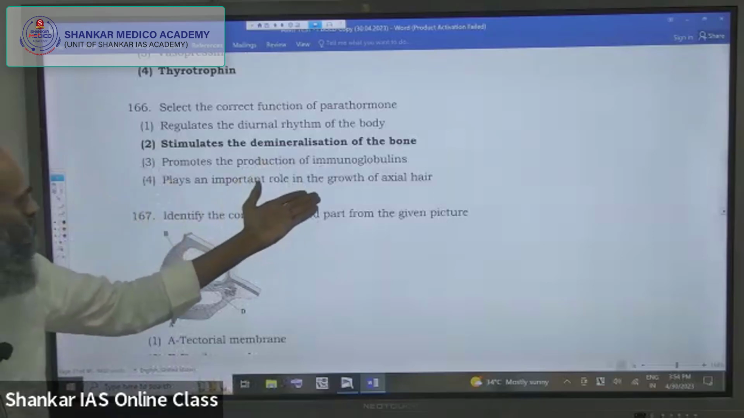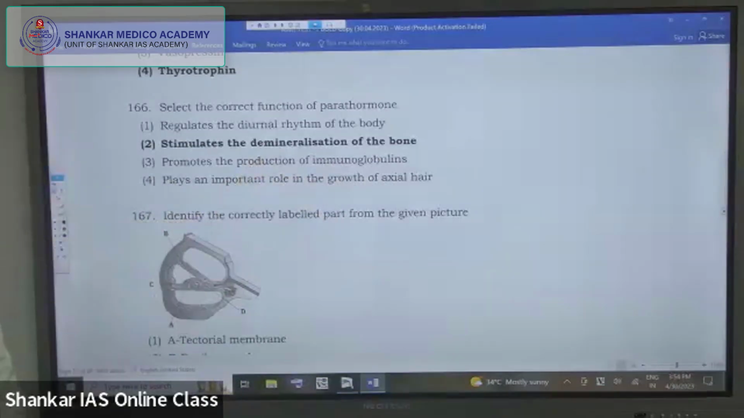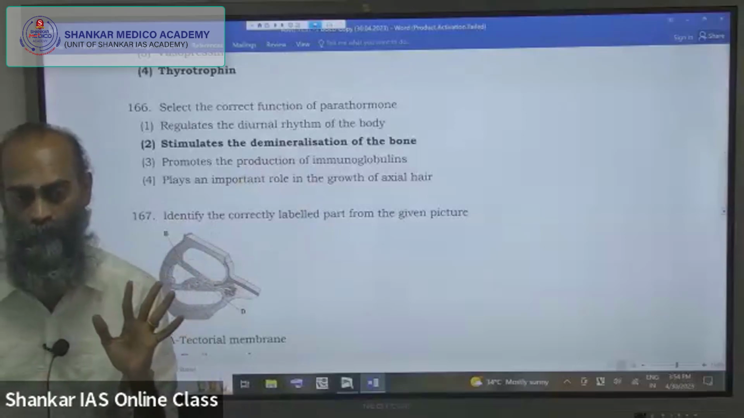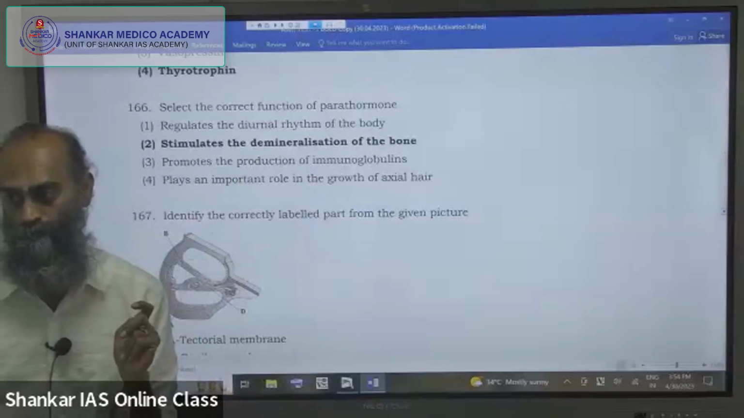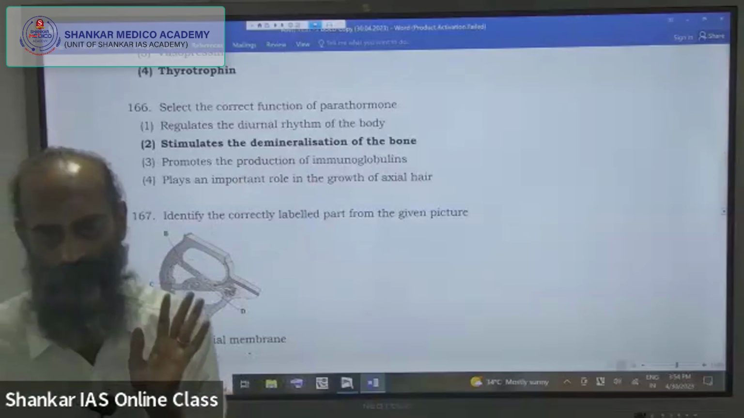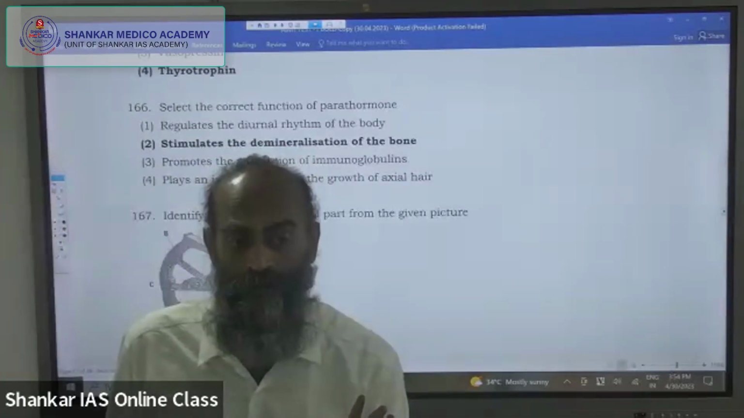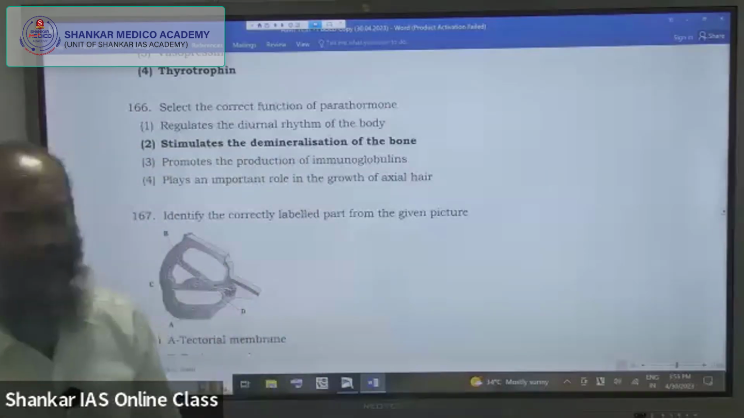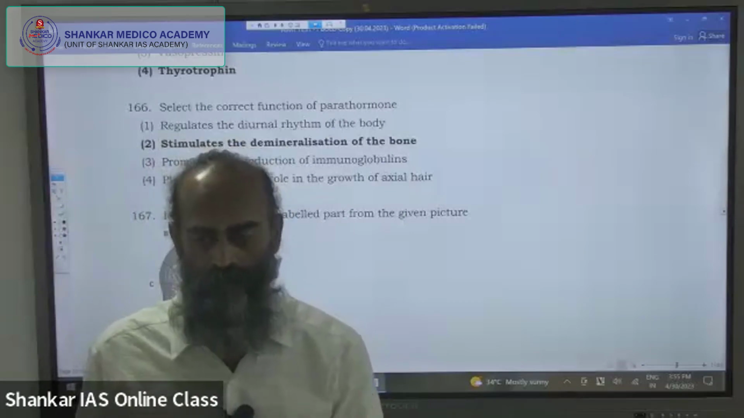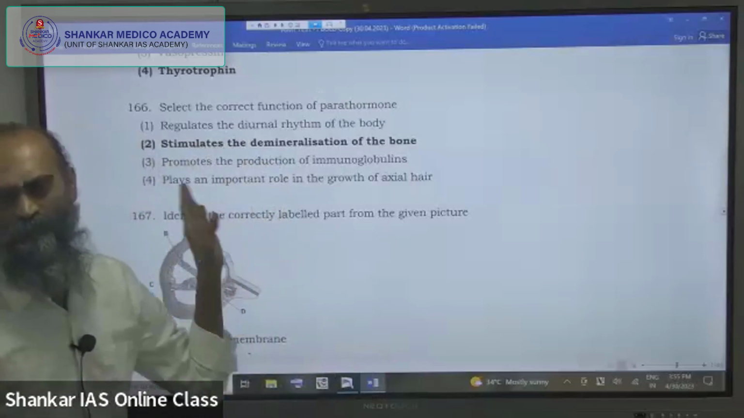Plays an important role in the growth of axial hair. What is the hormone here? Facial hair is different, axial is different, pubic hair. So all these things are under the control of which hormone? I will give a hint: this is present over the kidney. Aldosterone? Aldosterone is related to salt conservation, and androgens. See, very simple things are there.